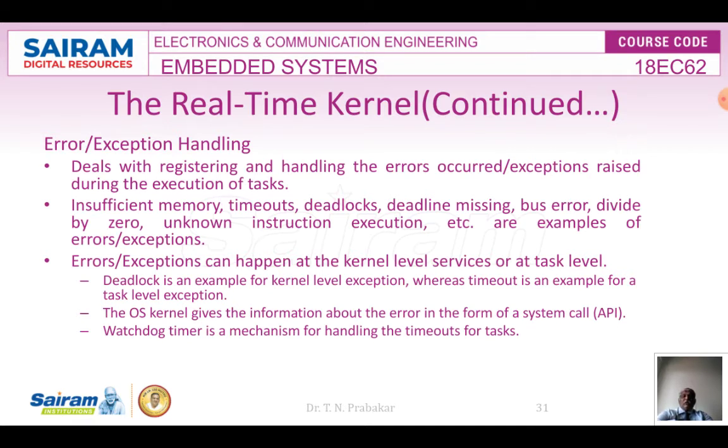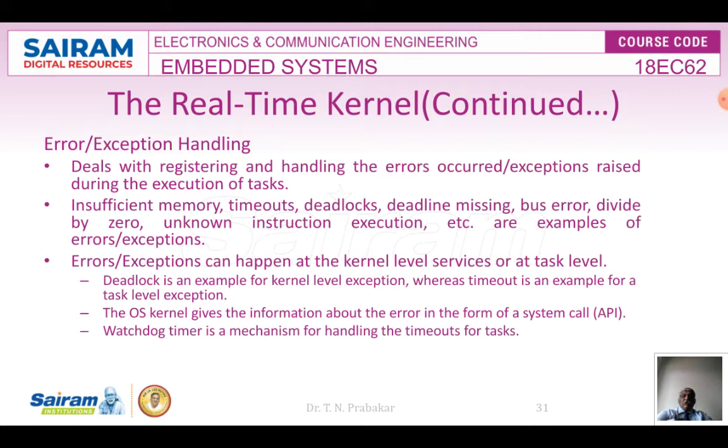And the errors and exceptions can happen at the kernel level services or task levels, right? So deadlock is an example for kernel level exception, right? So there are two processes, A and B. A needs some data from B to complete, and B needs some data from A to complete. So both the tasks A and B will be waiting indefinitely for the other task to respond, which may not be possible. This is actually called a deadlock.